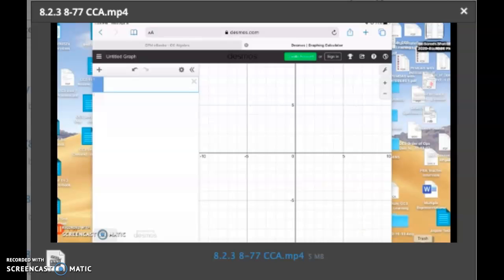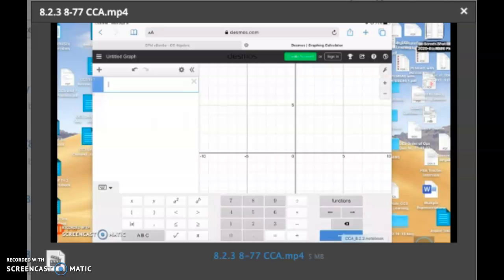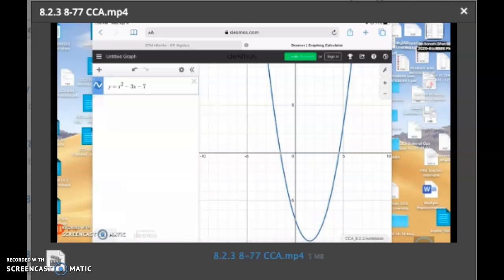All right, so I'm going to go ahead and type in my equation, which was y equals x squared minus 3x minus 7. And when I look at that parabola now, we decided it wasn't factorable, but there are places where the parabola crosses over the x-axis. So there are x-intercepts, there are roots. So when I click on them, there they are.